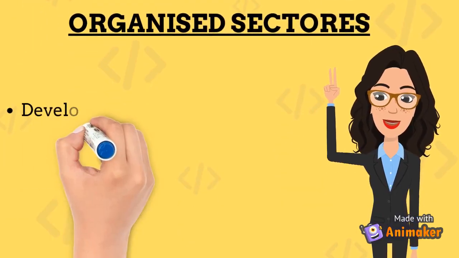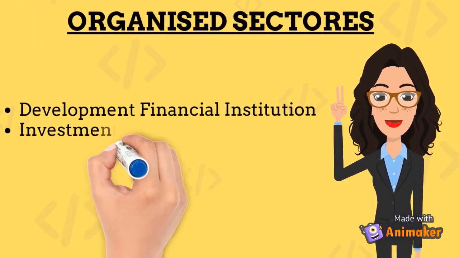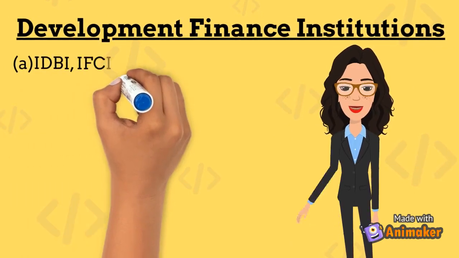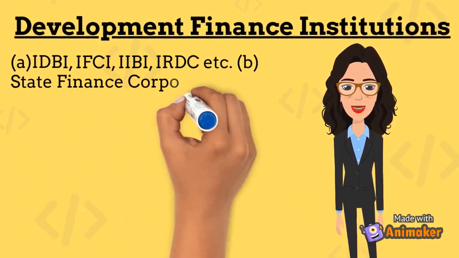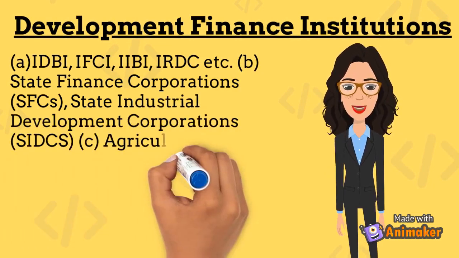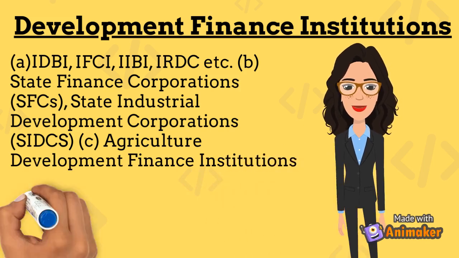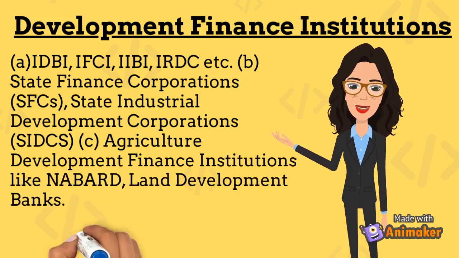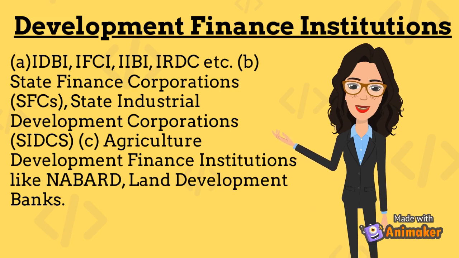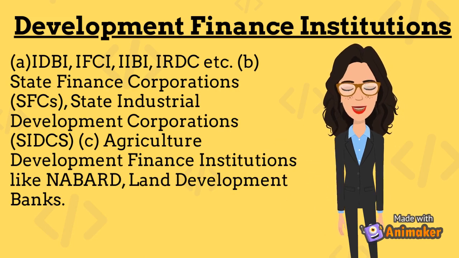Now the organized sector is also divided into two parts: development financial institutions and investment institutions. Now next, let's talk about the development financial institutions. What are the development financial institutions? Development financial institutions include IDBI, IFCI, SIDBI, IRDC, etc., state financial corporations, state industrial development corporations, and agriculture development financial institutions like NABARD and land development banks. So these are the development financial institutions.